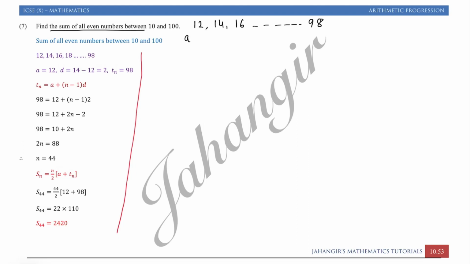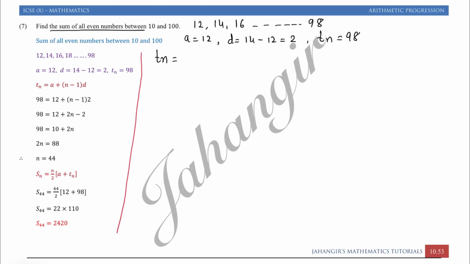According to the sequence, my first term is 12. Common difference is second term minus first term, that is 14 minus 12, which is 2, and I have the last term as 98. We know the series ends at 98. So first we will find the number of terms from 12 to 98. How many terms are there? Just like 12 is the first term, 14 is the second term, 16 is the third term, 18 is the fourth term, 20 is the fifth term. Like this, how many terms are there?